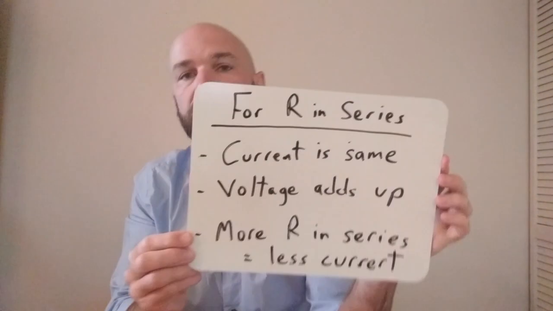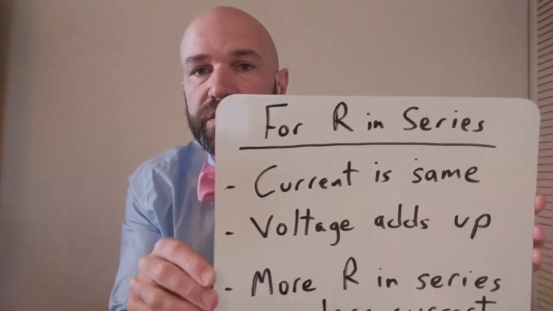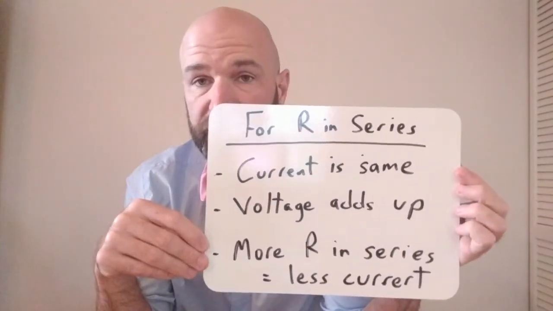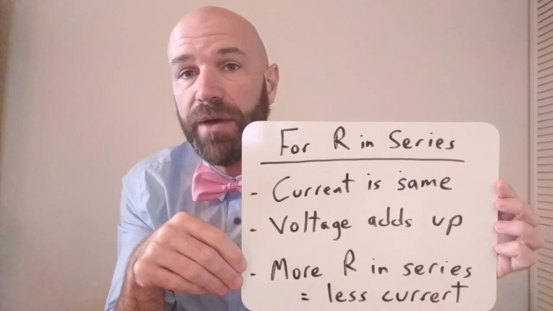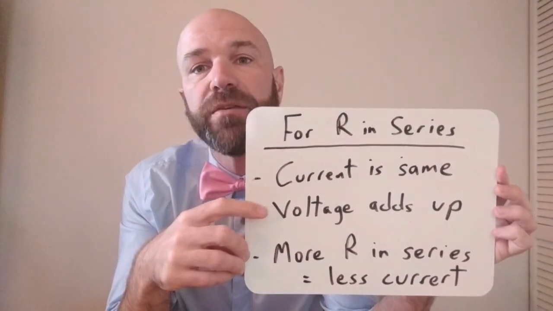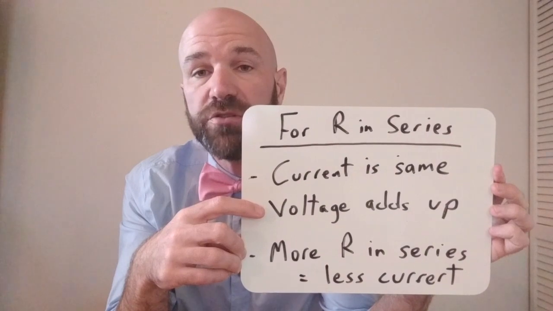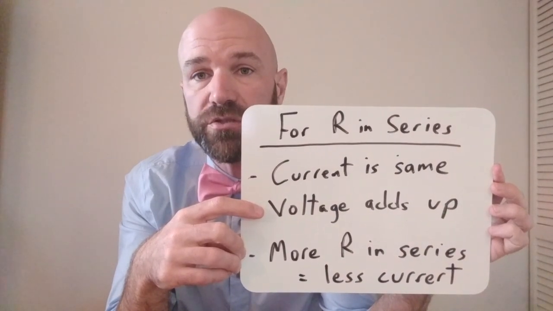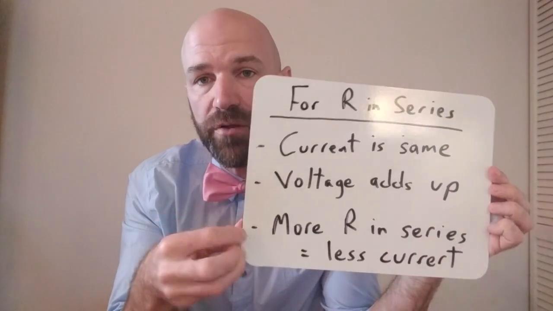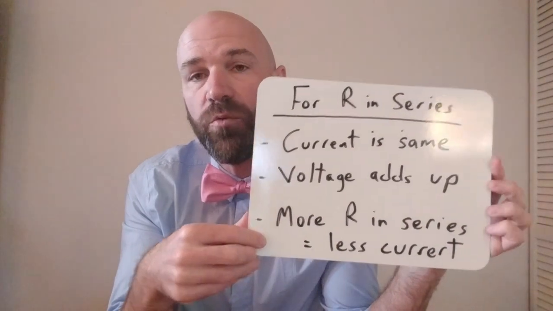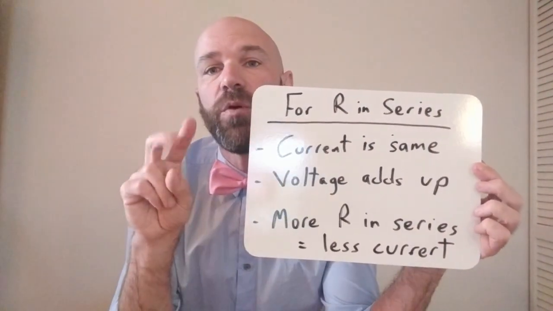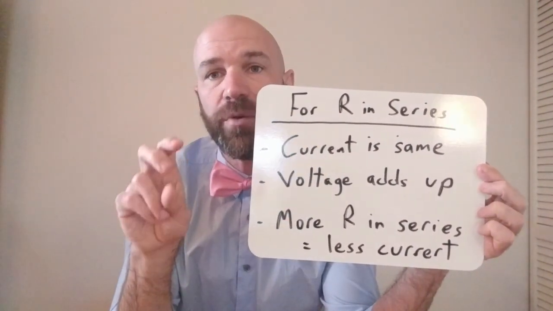So essentially, what we need to summarize for resistors in series: the current through each resistor is the same because there's only one path for it. But the individual voltages will have to add up to the total voltage. And maybe the most important thing is what we saw from when we had one resistor to then when we added two resistors, but we add them in series.